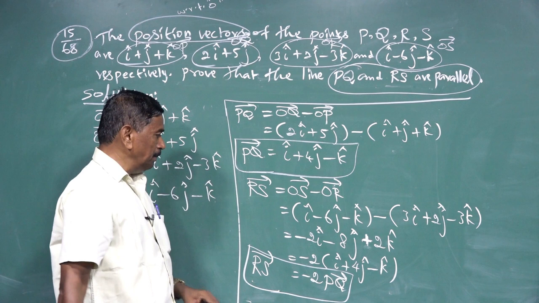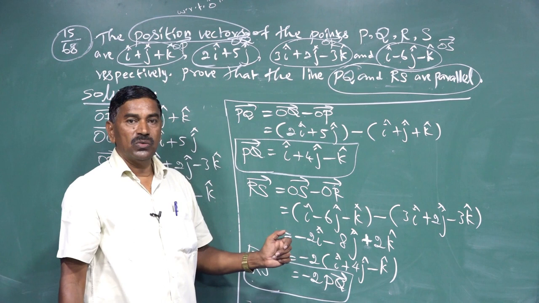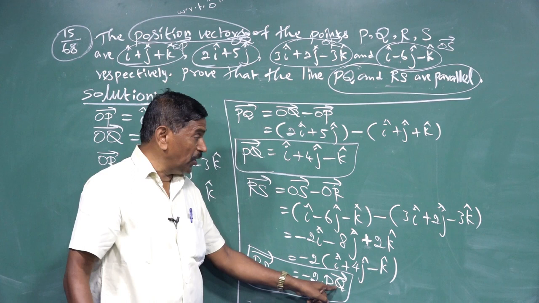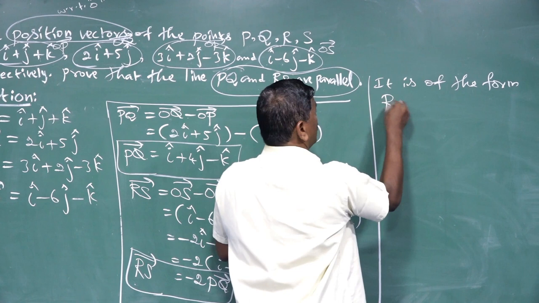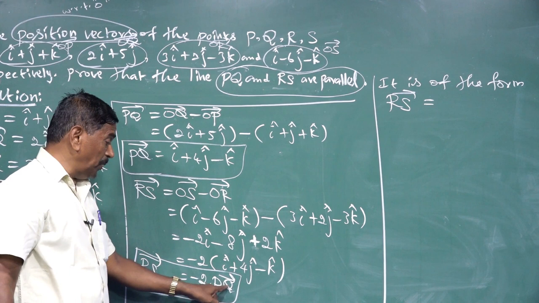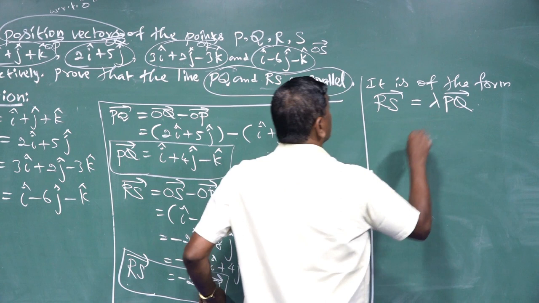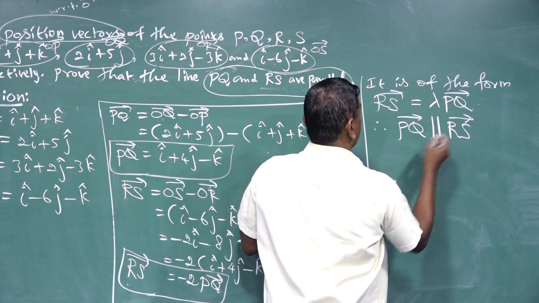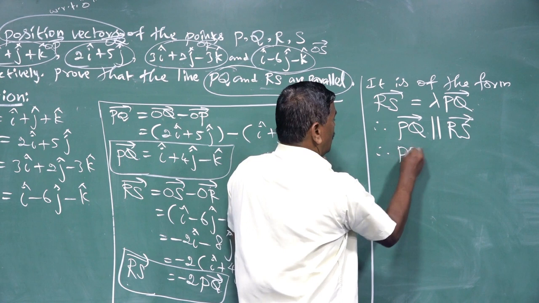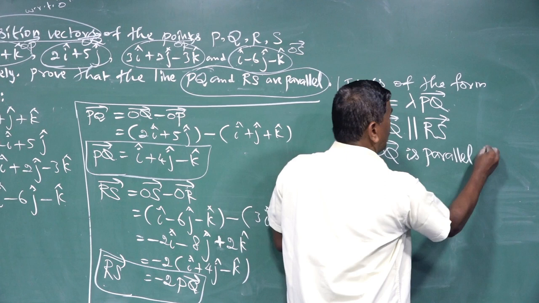Children, listen. RS vector is equal to minus 2 into PQ vector. It is of the form RS vector equal to lambda into PQ vector. Therefore, PQ vector and RS vector are parallel. That is, PQ vector is parallel to RS vector. Hence, proved.